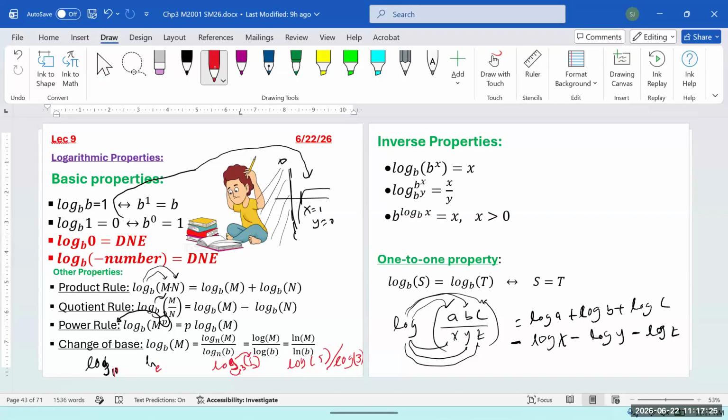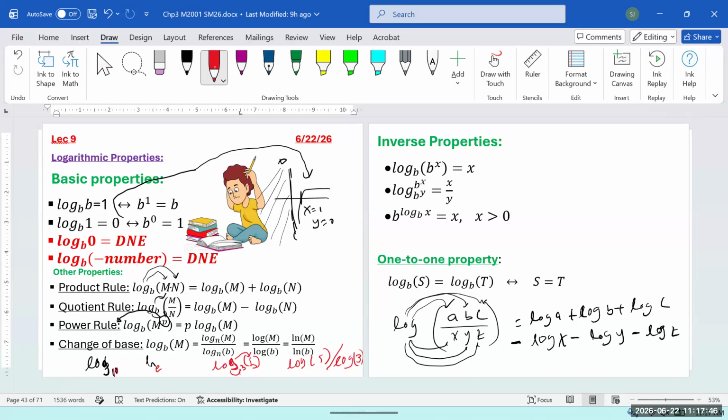So to make our life easier with a scientific calculator or any other basic calculator that has a log or ln option, mathematicians invented this method. It's called change of base. It means you're changing whatever base is given to you into base 10.